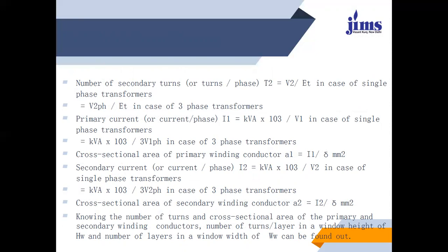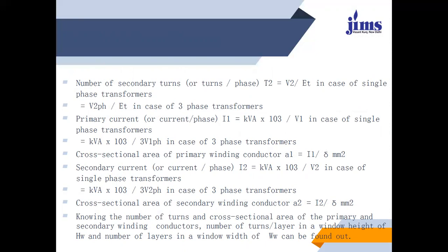Primary current I1 equals kVA into 10 power 3 upon V1 in case of a single phase transformer, and kVA into 10 power 3 upon 3 times V1 phase in case of a three phase transformer. So the sectional area of the primary winding conductors A1 equals I1 upon delta in millimeter square. Similarly for the secondary current, it is kVA into 10 power 3 upon V2 in case of a single phase transformer, or kVA into 10 power 3 upon 3 times V2 phase for the three phase transformer. So the sectional area will again be A2 equals I2 upon delta.